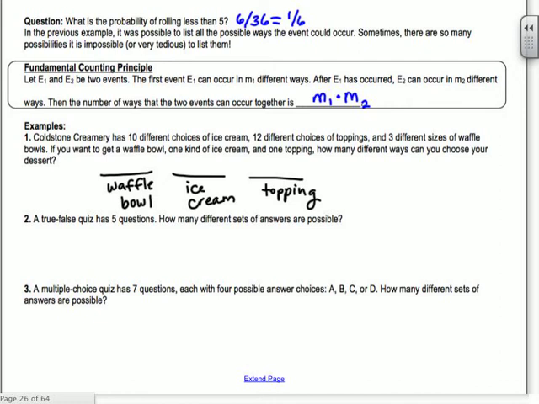So after I choose that, I then have ice cream choices. So there's 10 different choices for ice cream. And then I want to select 1 topping. So there's 12 choices for that. So just for that scenario, right, 1 waffle bowl, 1 ice cream, 1 topping, there are 360 ways to select. So see, 3 times 10 is 30, times 12, 360.